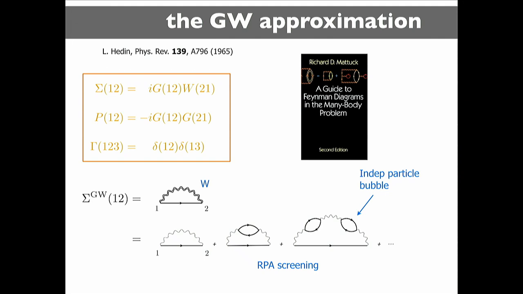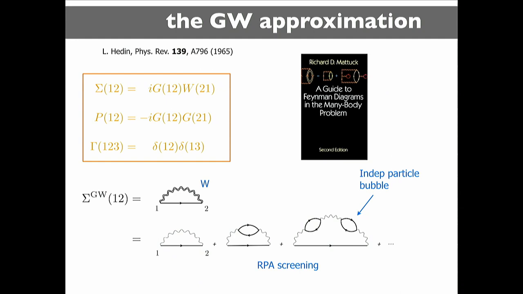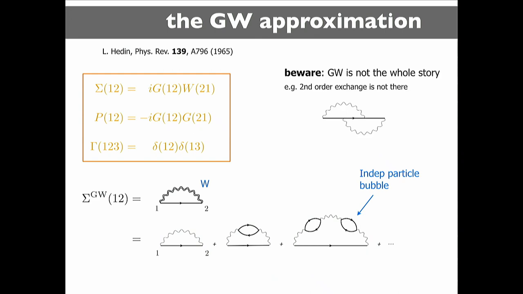for W, we have G times V, then G, V, V, and a single bubble that is a polarizability, two bubbles, three bubbles, summed up to infinity. This is the so-called RPA screening, okay? So some messages. In GW, we have dropped part of the Dyson equation, which accounts for dropping diagrams, and there are a number of diagrams that are clearly not there.